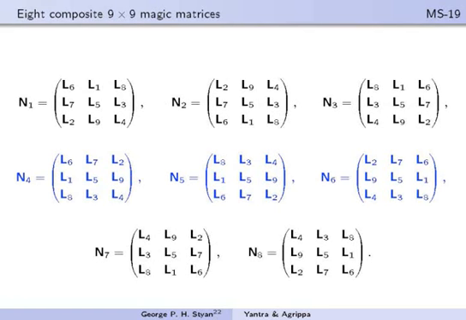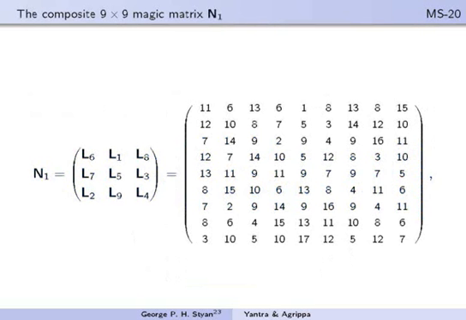And here are the 9 by 9 composite magic matrices, where each matrix element of these matrices is a 3 by 3 submatrix. As you can see, L5 sits in the center, and then are the 8 possible variations. For example, N1, the first of those, if you write it out completely, looks like this.